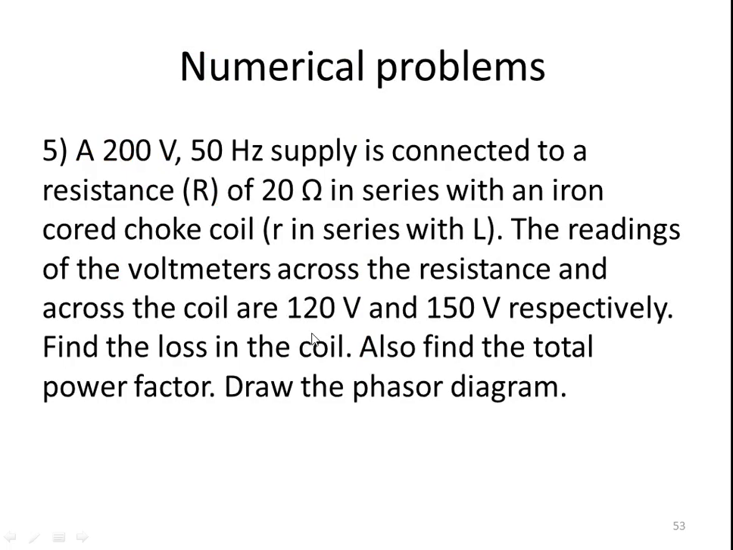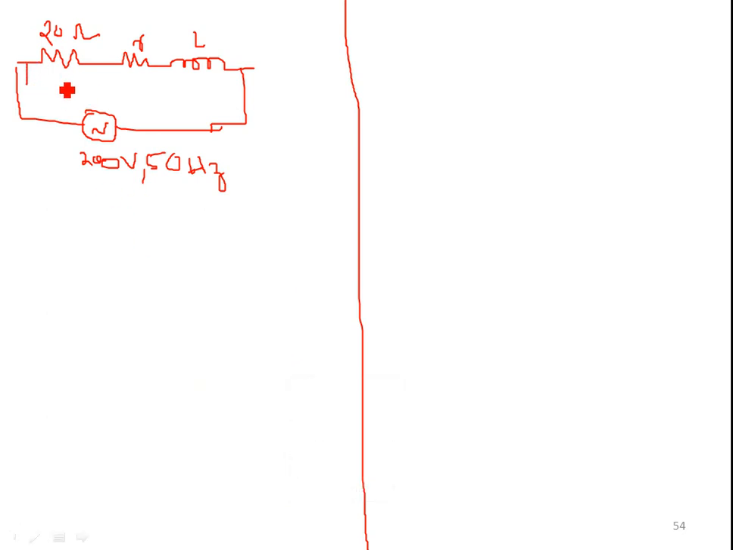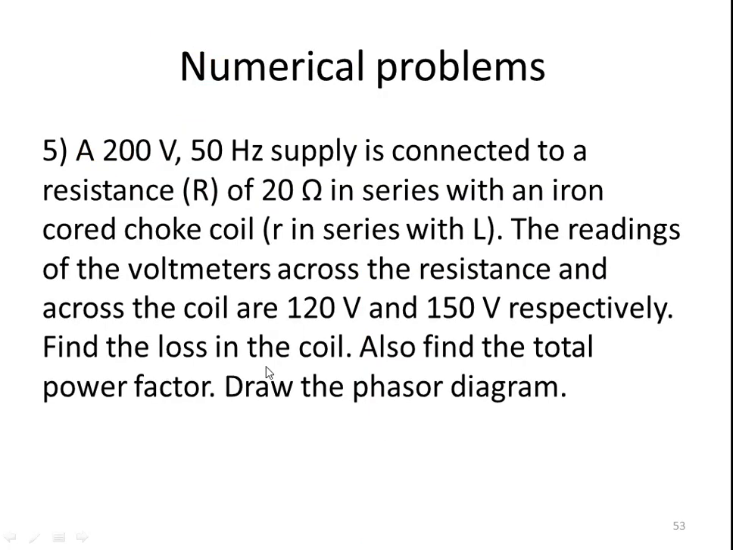The voltage across the resistance is 120 volt and voltage across the coil is 150 volt. So, let me mark also. Voltage across the resistor is 120 volt. This is the complete circuit. Voltage across the coil is 150 volt. Now, what is asked? Find the loss in the coil and find the total power factor.